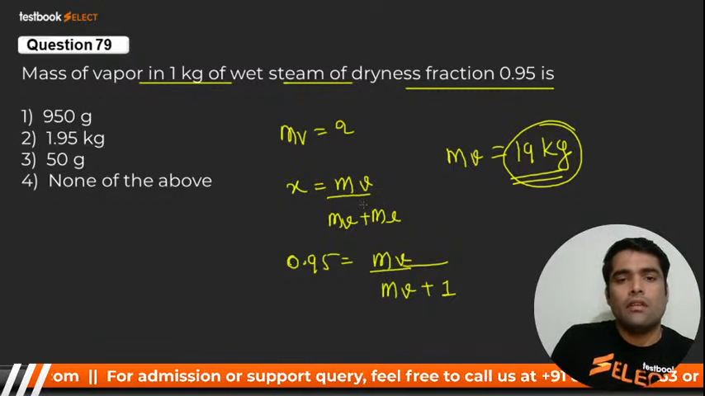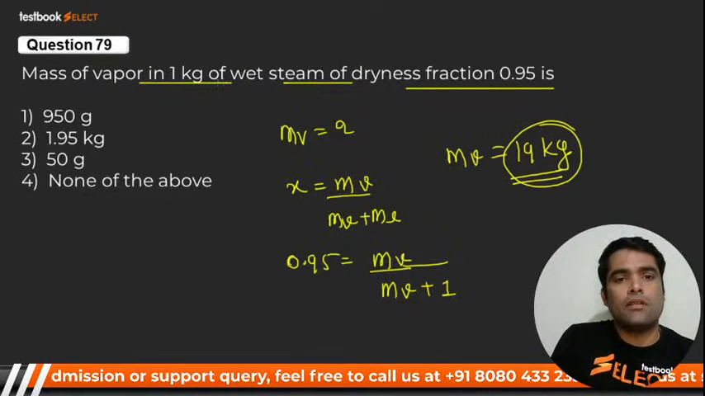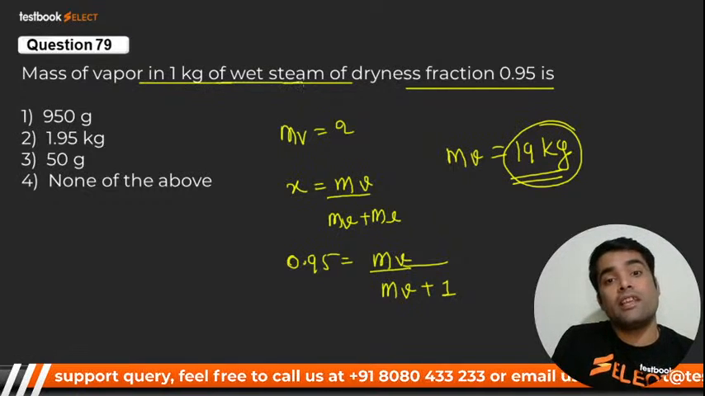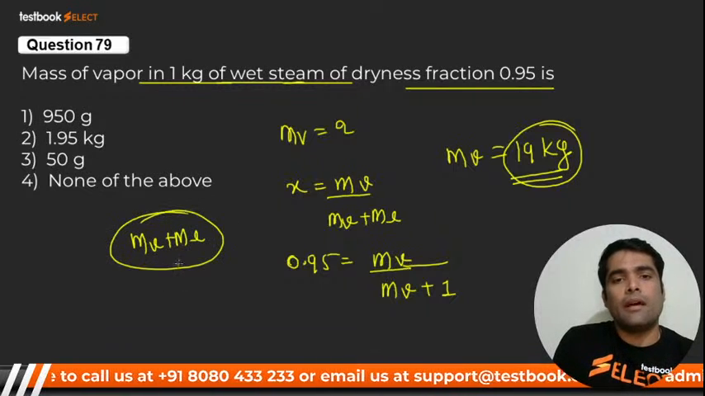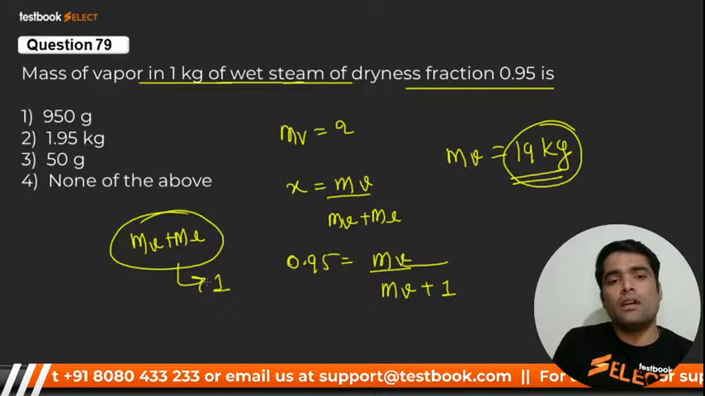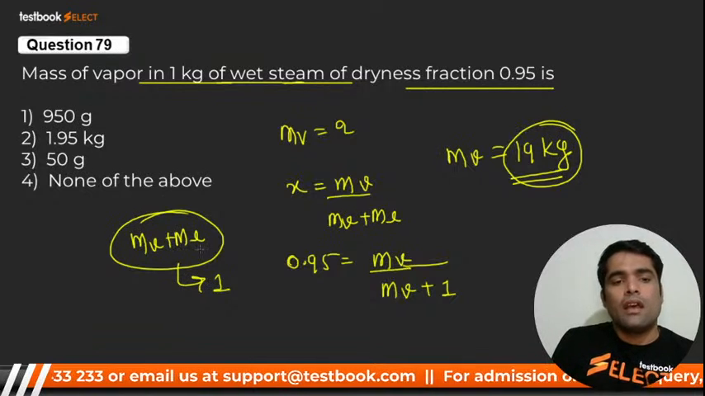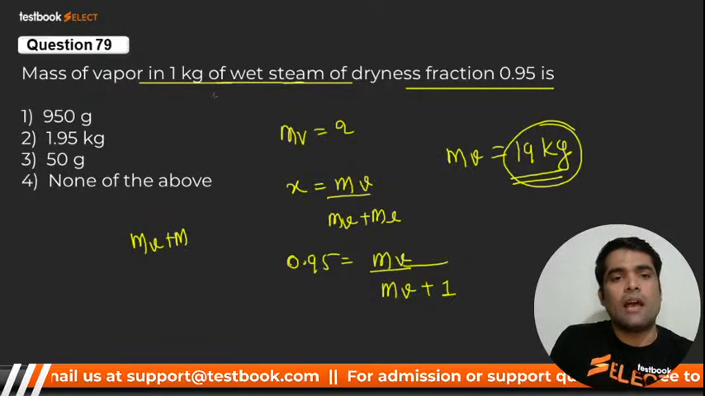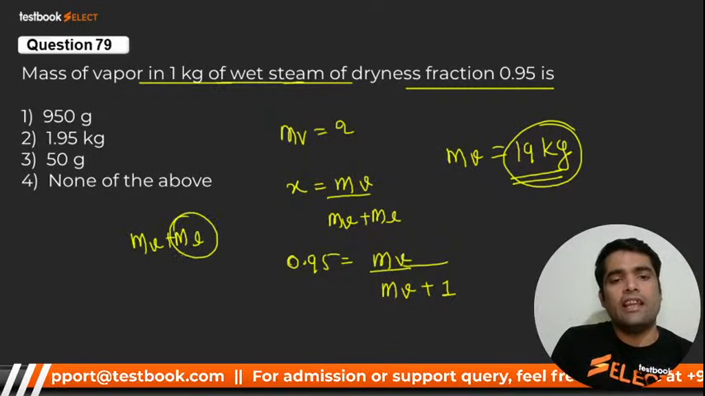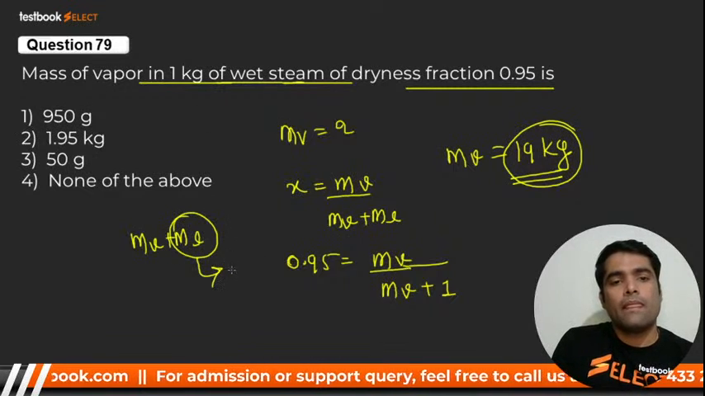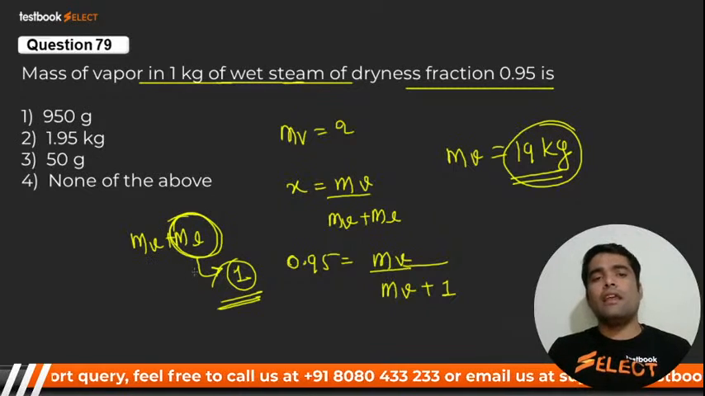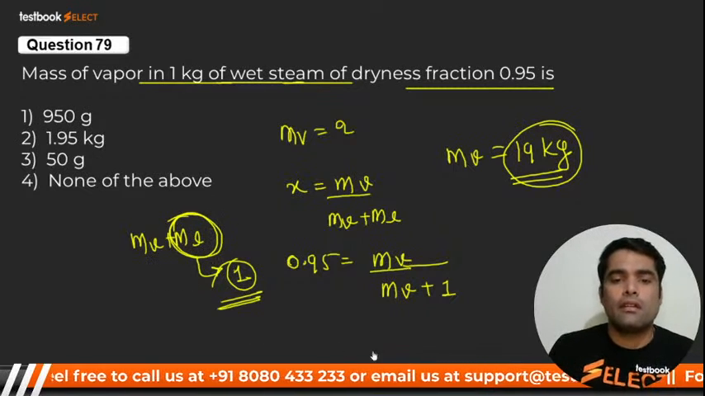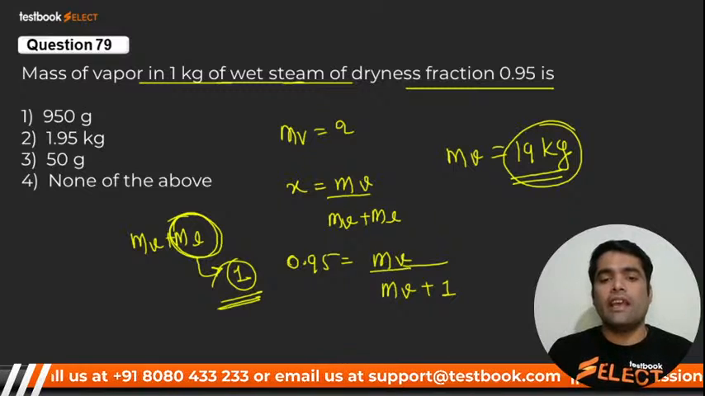Let me check. Dryness fraction, 1 kg of wet steam. Okay, wet steam means mv plus ml, so this will be 1. If this is 1, I don't think so. I think we have to consider only L. Here we will take only L. It is only mass of liquid, right? I hope you got it.